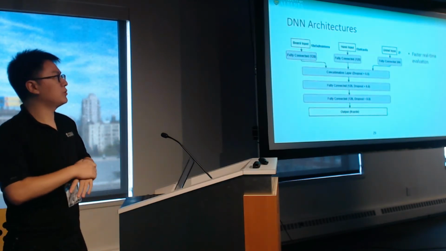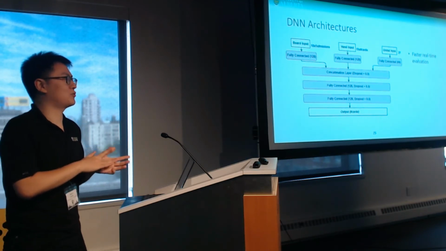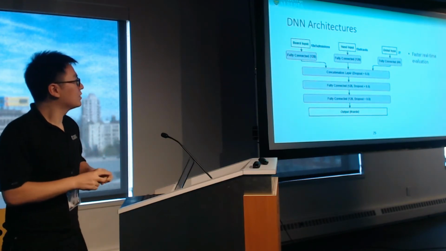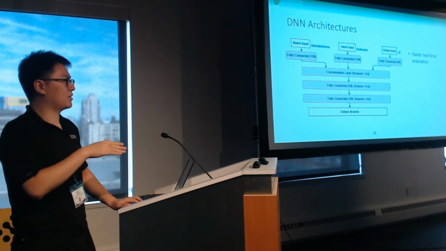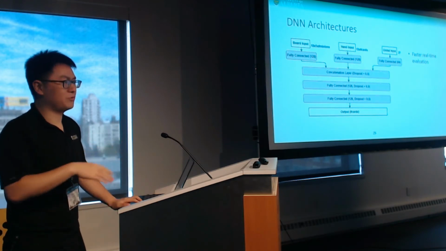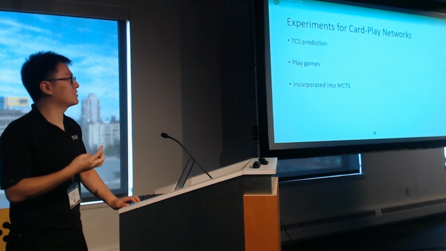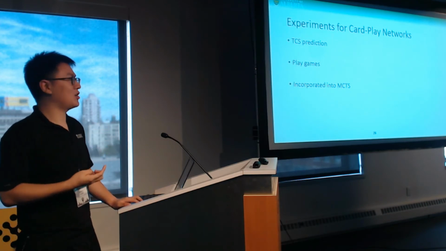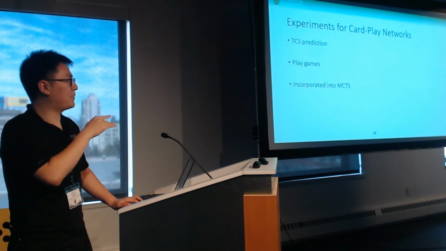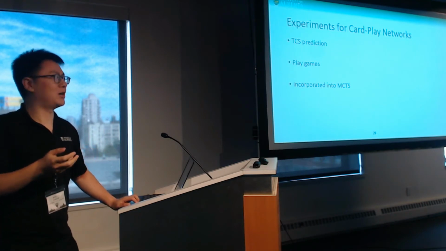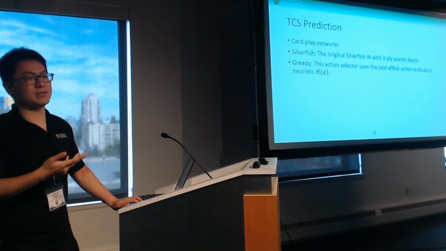We also have a shallower network with no convolution structure, trained for faster real-time evaluation, and the structure is similar. We have three independent subnetworks at the beginning, then a concatenation layer and two fully connected layers. The experiments we run for those card play networks are: first, we want to see how well they can predict the card to play in a turn; second, we want to see how well those networks can do playing games independently; and the third is to incorporate those networks into Monte Carlo tree search to see if there are any improvements. The first one is the card prediction.